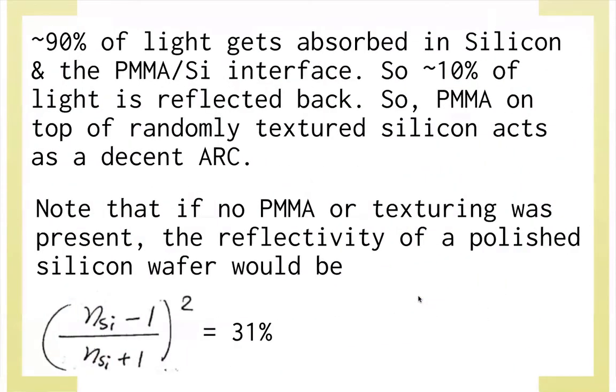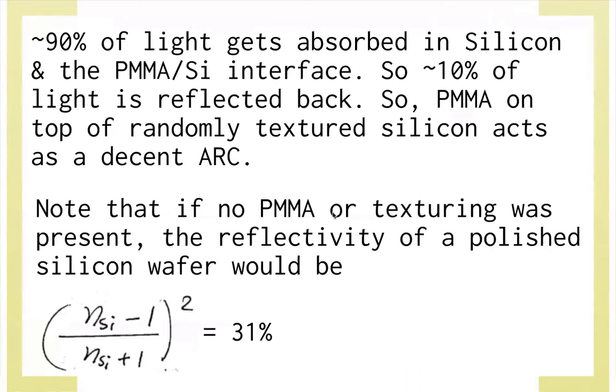So just to summarize this in comparison, about 90% of the light is absorbed in silicon and the PMMA silicon interface. So about 10% of the light is reflected back. So PMMA on top of randomly textured silicon acts as a pretty decent anti-reflection coating.